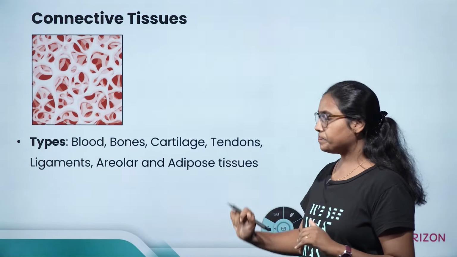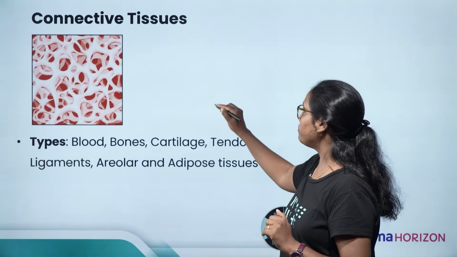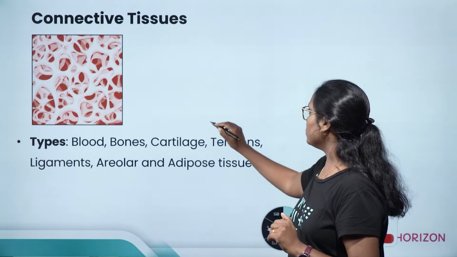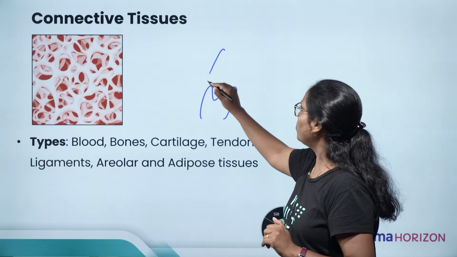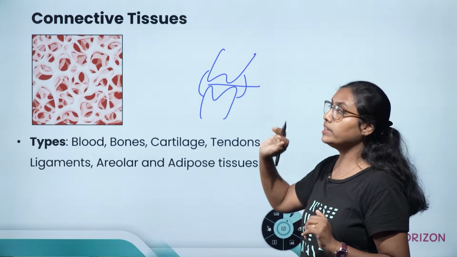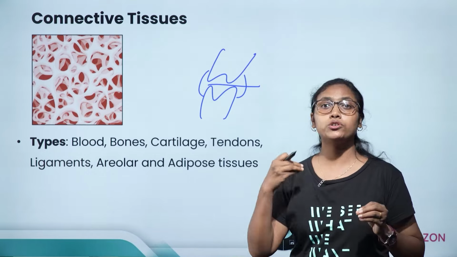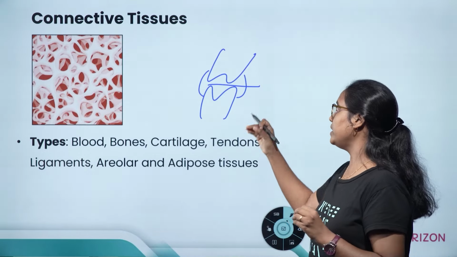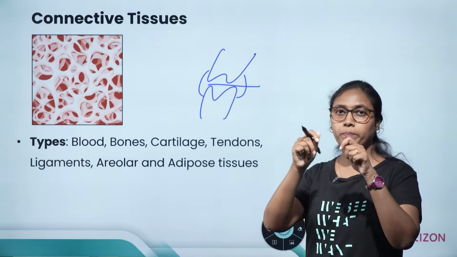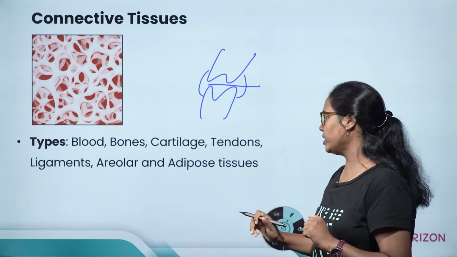Another thing is cartilage. Cartilage helps to reduce the friction between bones. So just think that there are two bones here. Cartilage is seen in between the bones, and it helps to reduce the friction between the bones. So when we bend, the bone doesn't become brittle and break.